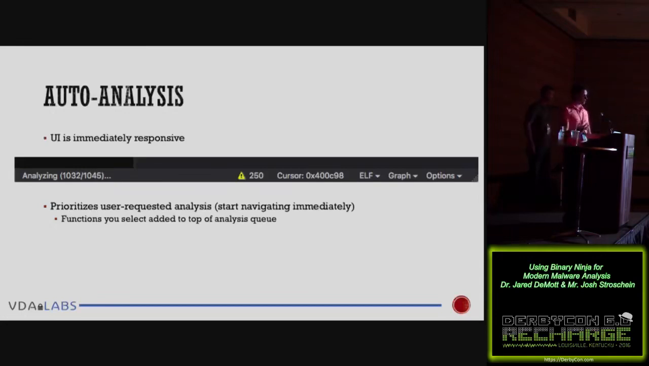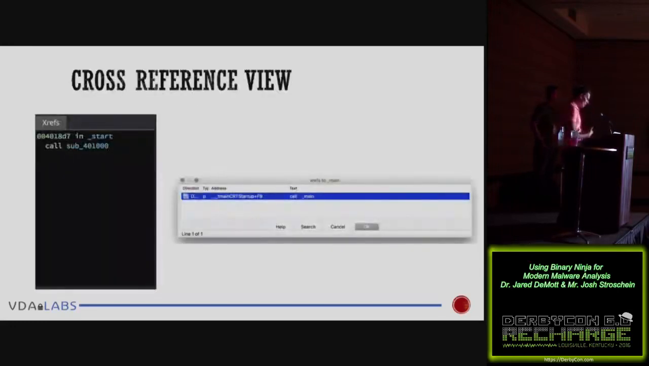The UI is a lot more responsive and a lot faster in Binja. So I liked that. Pros and cons there. Cross-referencing views are still there, so you can find the string view. Josh is going to do the demo part, so he's giving you the meat. I'm giving you more of the overview.